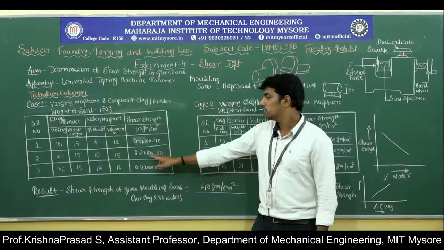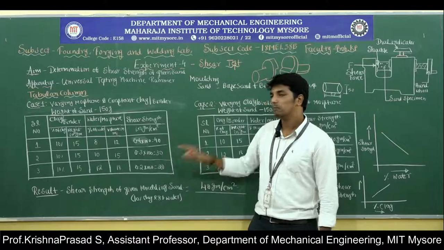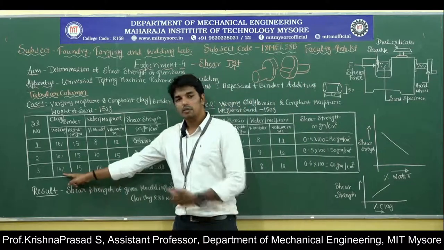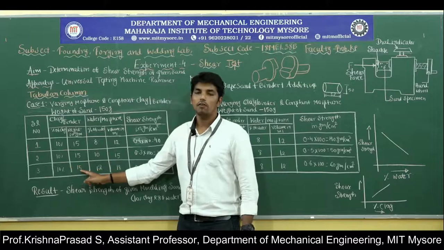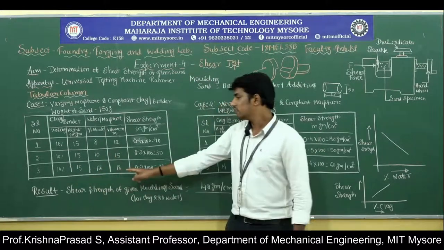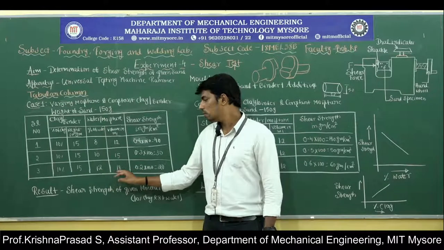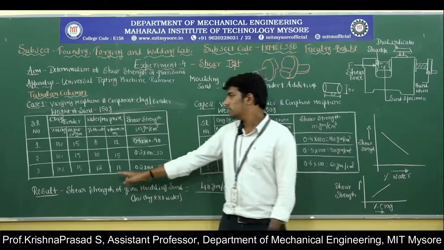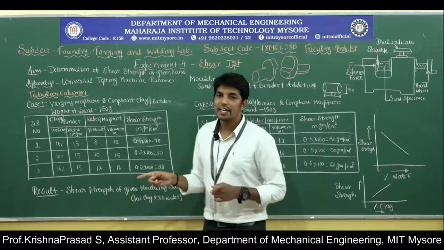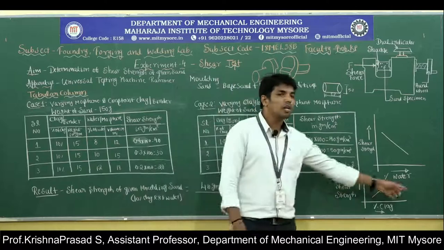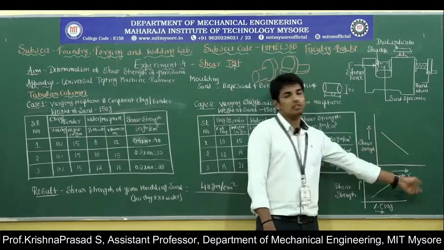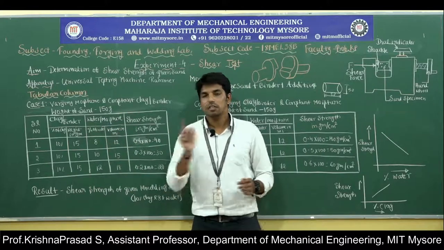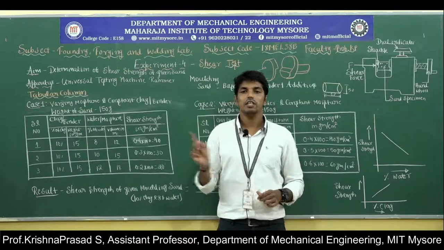Here observe the shear strength decreases from 40 to 30, because as the percentage of water increases, shear strength decreases. Similarly, maintaining 10% clay, that is 15 grams of clay and 135 grams of silica sand, we increase to 12% water. Now 18 ml of water is added, hence the shear strength decreases with the increase of moisture content to 20 gram per centimeter square. So this indicates that as the percentage of water increases, the shear strength of the molding sand decreases gradually. This is the main thing we need to observe. As the moisture content increases, the shear strength decreases. That is very important in the case of shear strength.